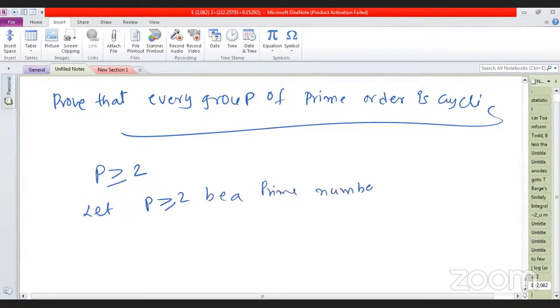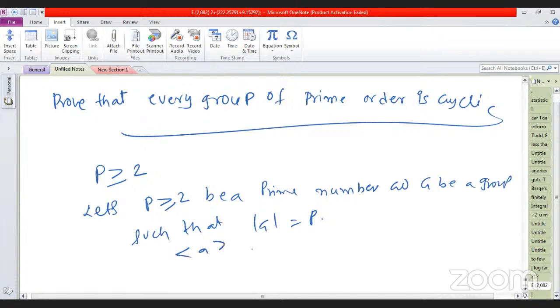Let P greater than 2 be a prime number and G be a group such that modulus of G is equal to P. P means the prime number? Yes. It's the number of elements. At least one of the elements of G will be different from the identity of G. Let that element be A, the generator of A, so that the cyclic subgroup of G is generated by A.